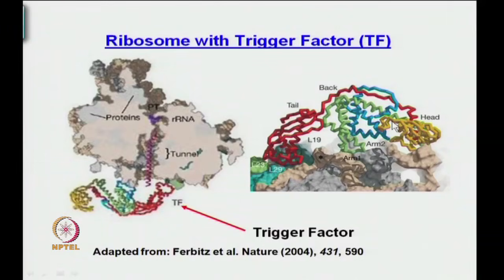And you see how the trigger factor is kind of looking like an arch. It is covering this exit site. It has essentially 3 different segments. One is the tail, by which it docks on the ribosome. The other one is the back, the middle part, and the other one is the head.